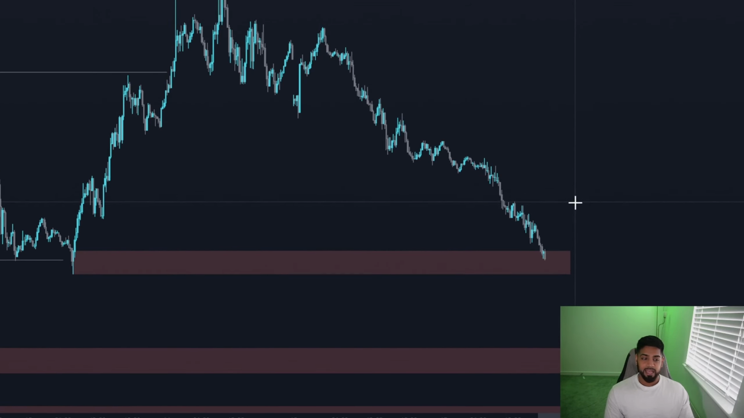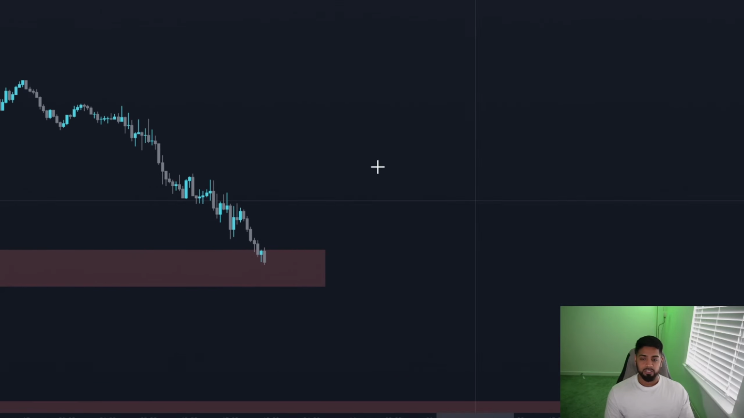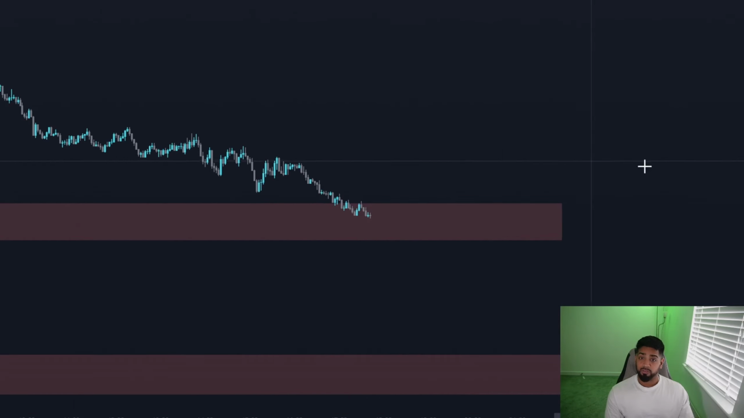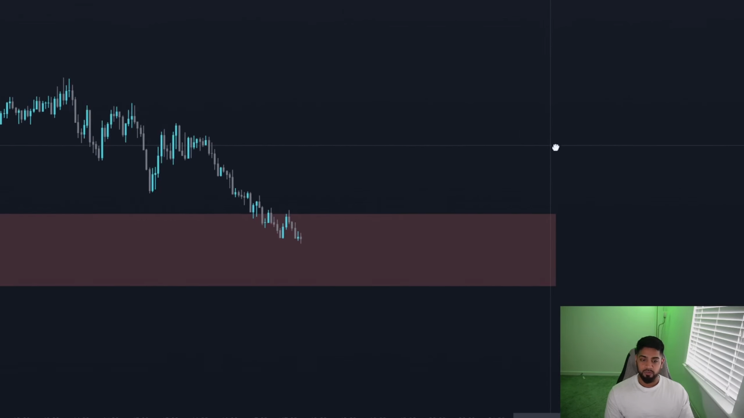And as we can see, we get a tap right here on the lower time frame. So what we're going to do is drop down to the 3-minute time frame. And now this is where we're going to be looking for our entry confirmation.